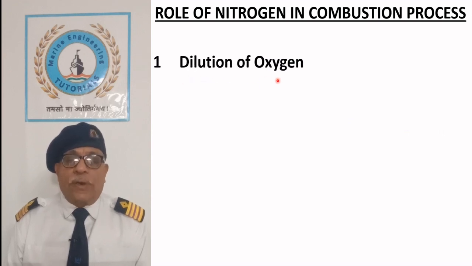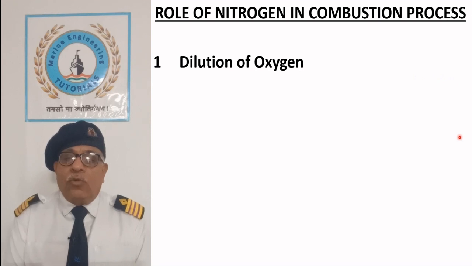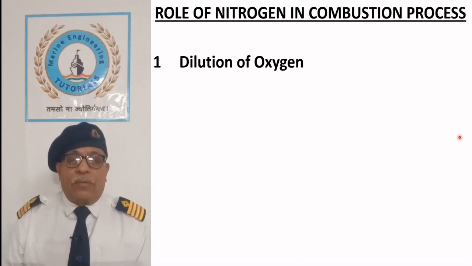Dilution of oxygen. Nitrogen dilutes the oxygen and acts as an inert spectator in the combustion process. Oxygen is crucial for the combustion process, whereas nitrogen does not take part in the combustion but occupies space in the air and helps in controlling the temperature of the combustion.